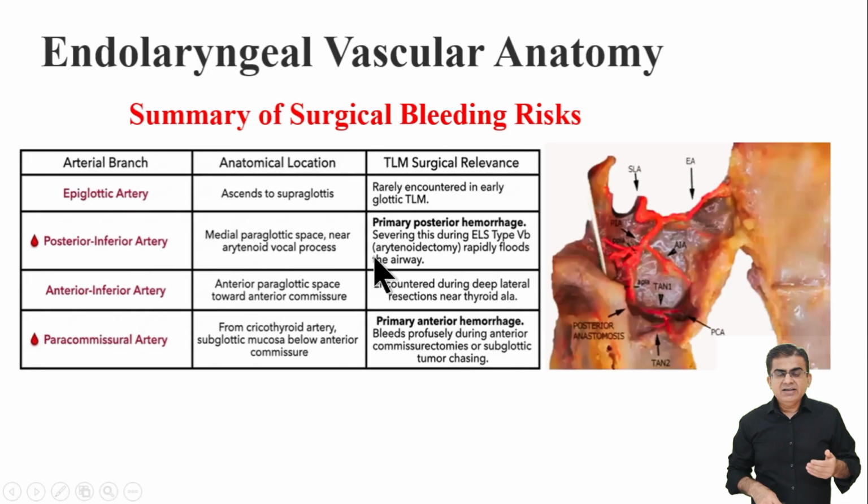Third is the anterior inferior artery. You will encounter this vessel during deep lateral resections near the thyroid ala. Finally, look at the paracommissural artery at the bottom. It also has a red blood drop icon. This is your primary source of anterior hemorrhage. It will bleed profusely during anterior commissurectomy or when chasing a subglottic tumor. You must keep this exact table in your mind before you fire the laser.